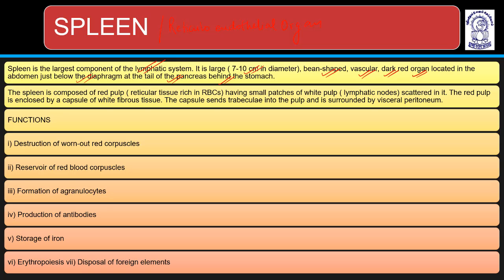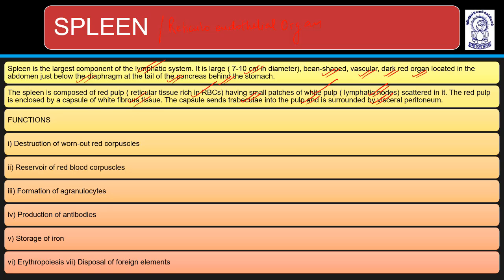The spleen is composed of red pulp, that is reticular tissue rich in RBCs, having small patches of white pulp, lymphatic nodes scattered in it. The red pulp is enclosed by the capsule of white fibrous tissue. The capsule sends trabeculae into the pulp and is surrounded by visceral peritoneum.